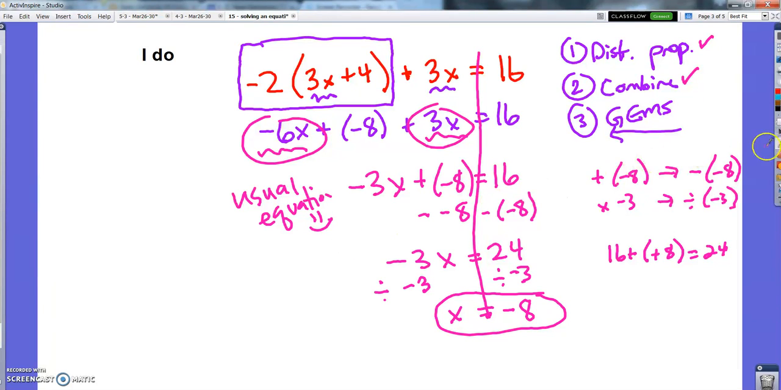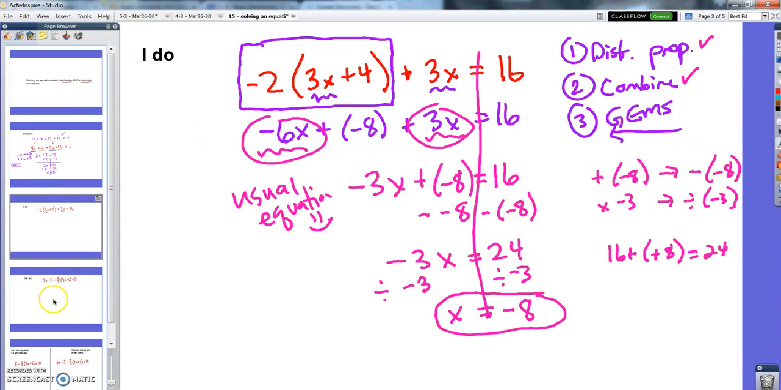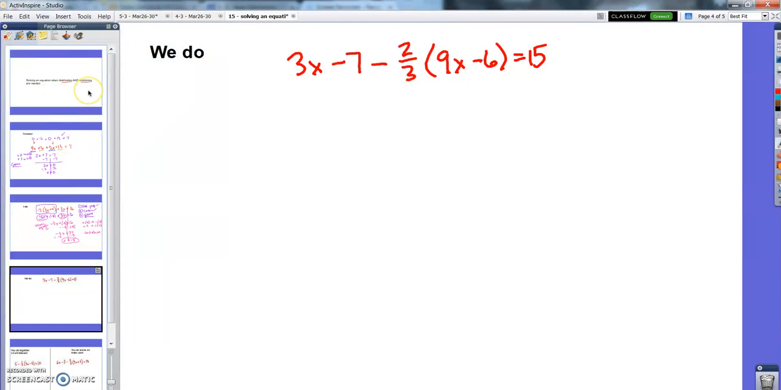Okay, we're going to do a slightly tougher one with some fractions in it, and some more things to combine in the process. So open your notebook up, and let's do this one. Kind of a toughie.